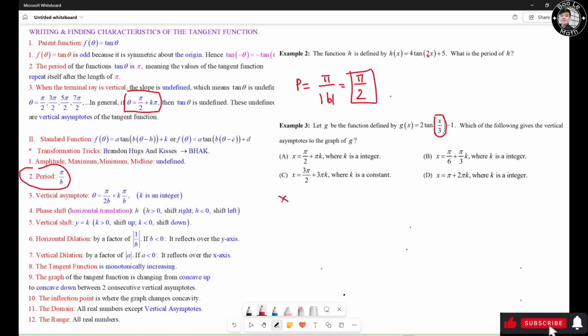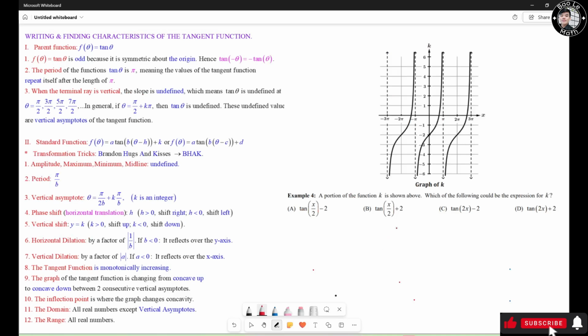Alright, so we have s over 3 equals pi over 2 plus k pi. And then we just solve for s. So we're going to multiply both sides by 3. So s equals 3 pi over 2 plus 3 pi k. So the answer is C.